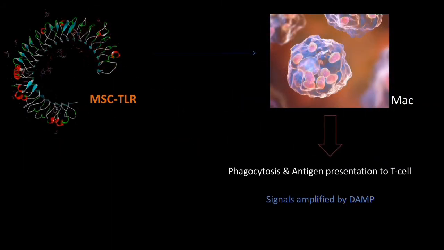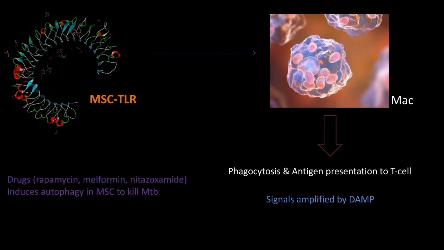Then another research found that the toll-like receptor in the mesenchymal stem cell is able to recognize macrophages. So it initiates phagocytosis and antigen presentation to T cells. That signal will be amplified by DAMP, damage associated molecular pattern receptors in the cytosol, which ultimately activates the T cell responses. So the adaptive responses are activated.